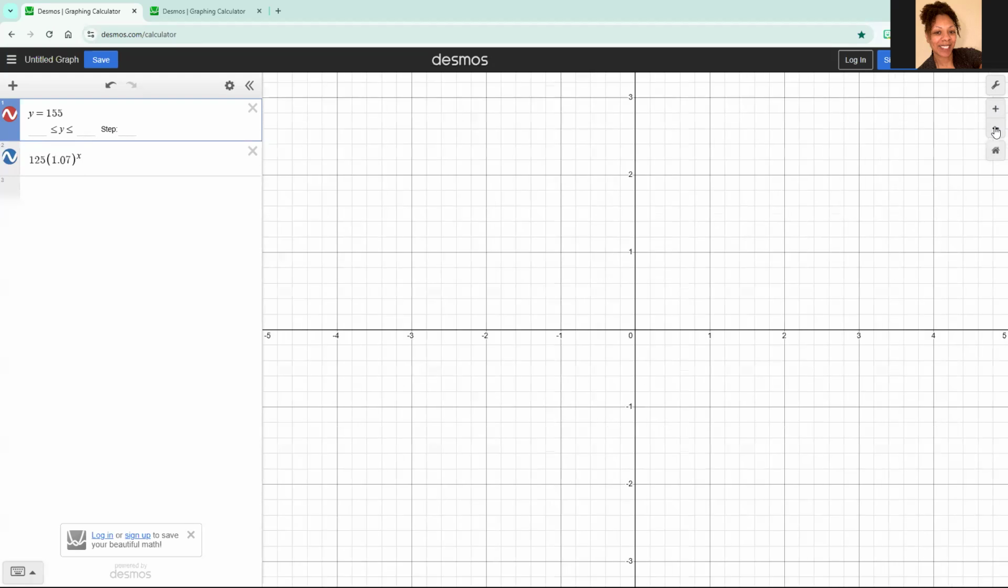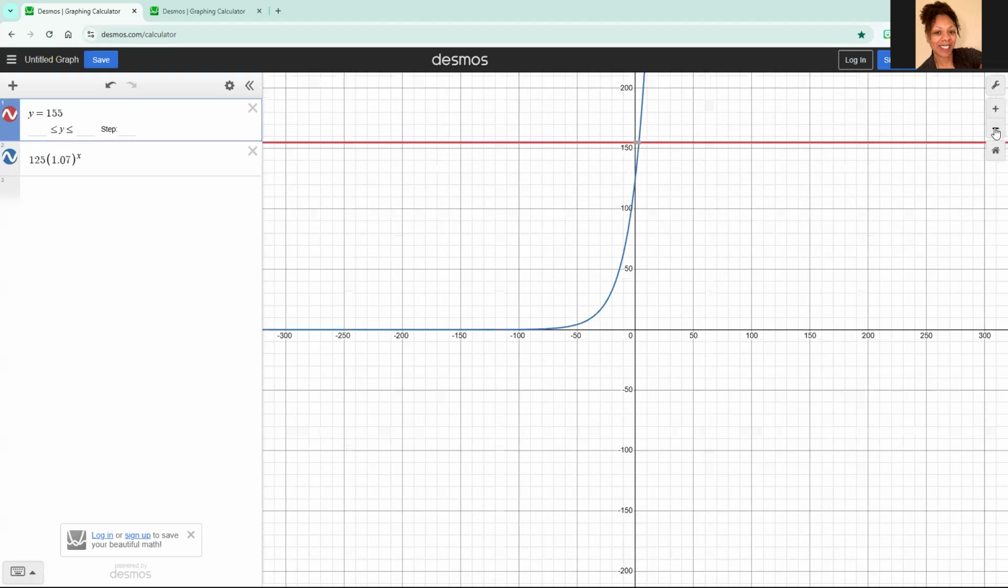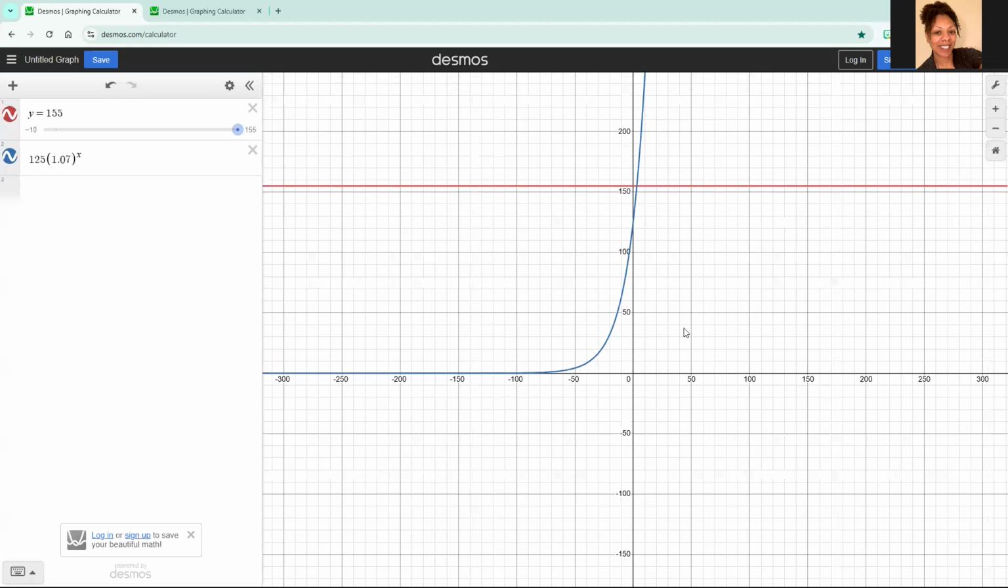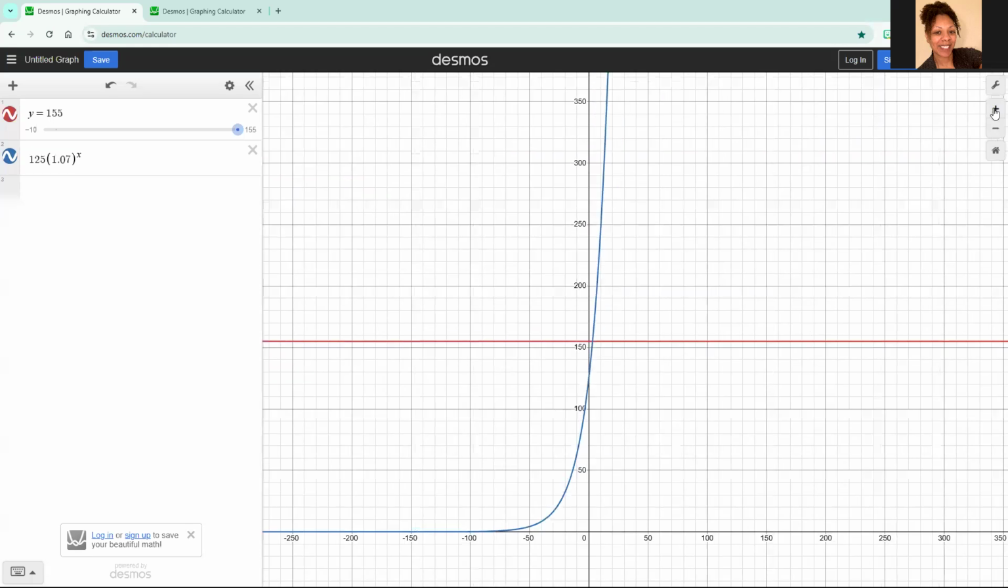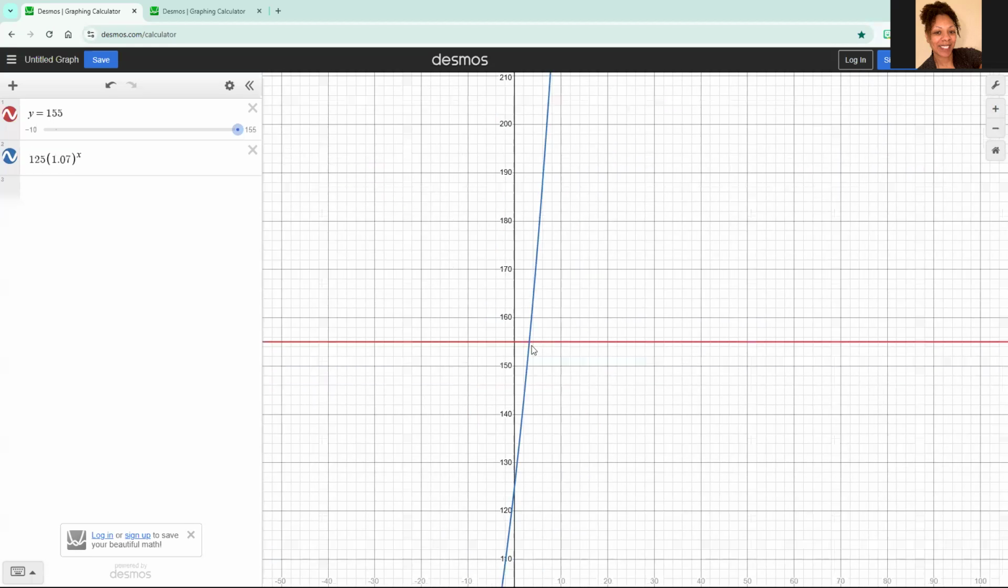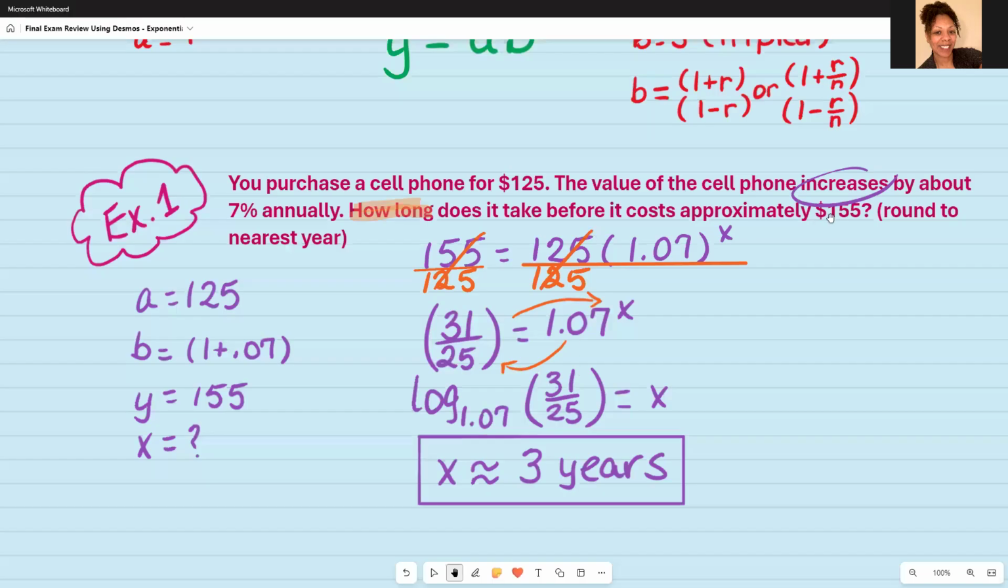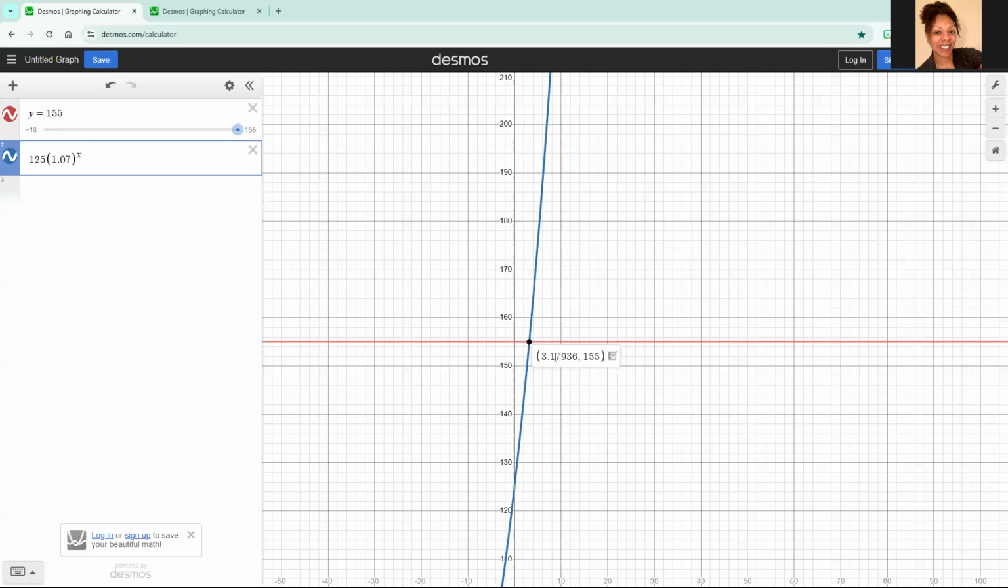So that's why we want to use X and Y's. So I see the blue, and now I see the red. And if I need to get a clearer picture, I'm just going to click where they intersect. When Y is 155, X is 3.17936. Let's go back to our directions, which ask us to round to the nearest year. So that the nearest year is just going to be 3, since 0.1 is not 5 or higher.